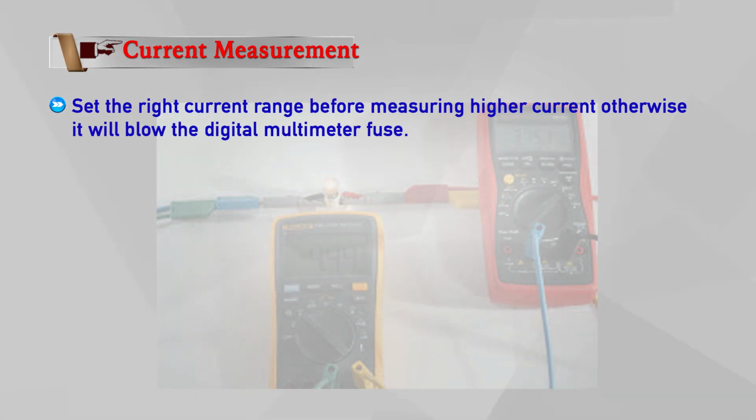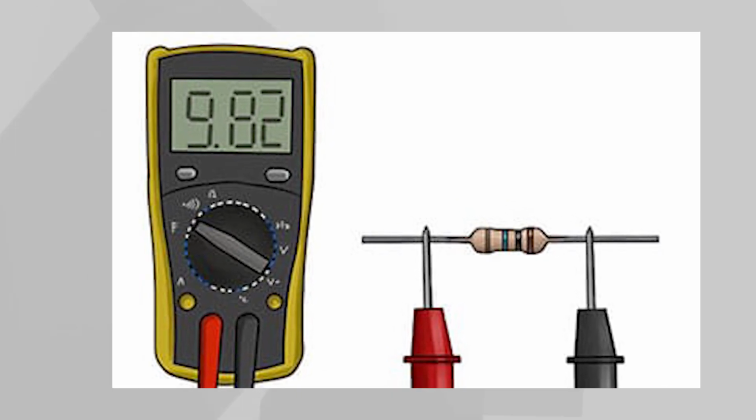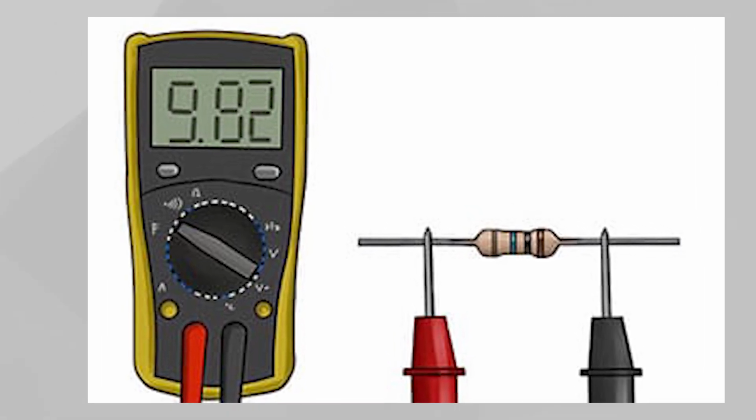Don't try to measure the current in household AC mains as it is very dangerous. Now, as I told you, resistance can also be measured with the help of the multimeter. Now we will discuss how the resistance is measured and what precautions you have to take when you are measuring the resistance with the help of the multimeter.